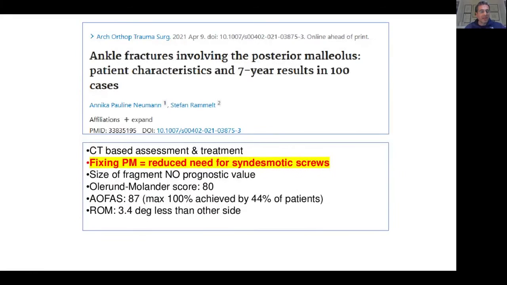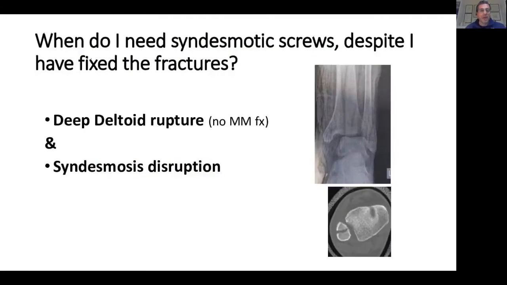So by testing it intraoperatively with the hook test, but also with external rotation tests, make sure the syndesmosis is right. And it's not just me saying this, showing a couple of cases. There is a study also showing that fixing the posterior malleolus fracture reduces the need for syndesmosis screws. And for me, that's very important because syndesmosis screws are a source of many problems if you just rely on that. So when do I need syndesmosis screws despite fixing the fracture?